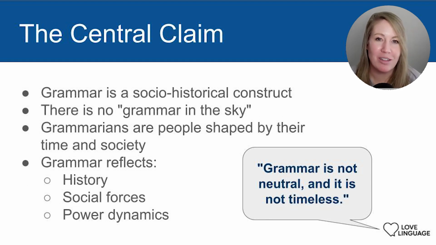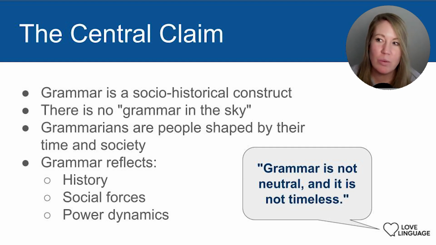Now, the central claim for the rest of the course is going to be this. Grammar is a socio-historical construct. And what that means is that grammar is not some objective system that exists independently of speakers. There's no grammar in the sky. Grammar is written by grammarians, and grammarians are just people. And these people live in particular historical moments and in particular societies, and their ideas are shaped by those contexts. So grammar reflects the social forces, the historical developments, and power dynamics that exist among people. It's not neutral and it's definitely not timeless.